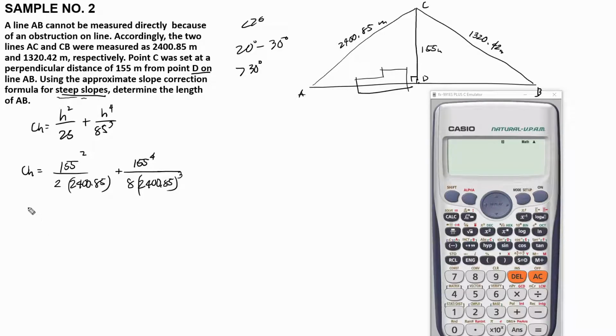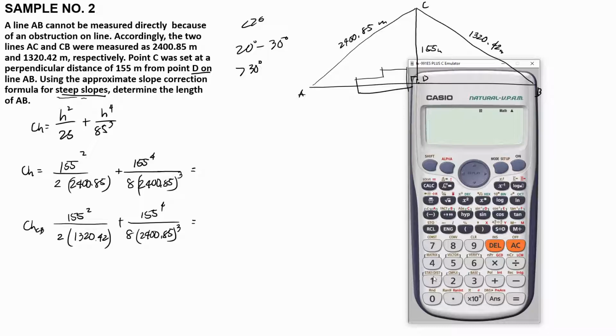Anyway, you can solve it. Then the second, for CB, we have 155 squared over 213.20.42. This is shorter, so the slope should be higher. Plus 155 to the fourth over 24.85 cubed. We will get that too. Let's compute the values.